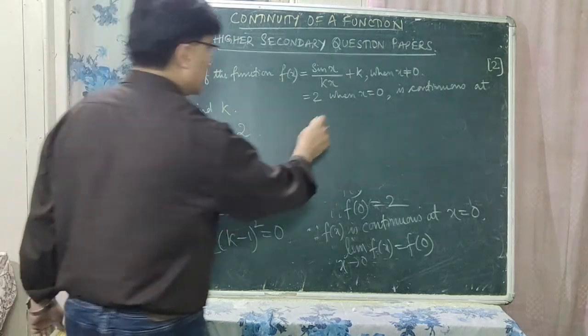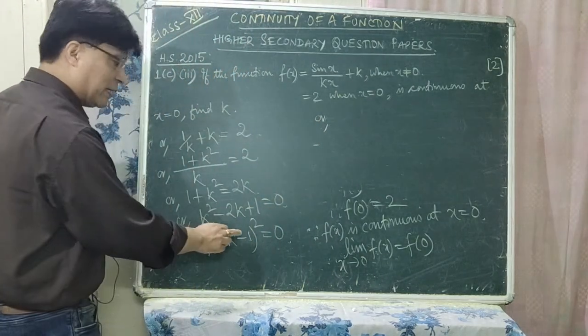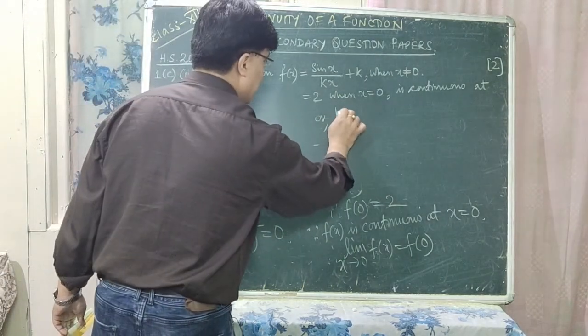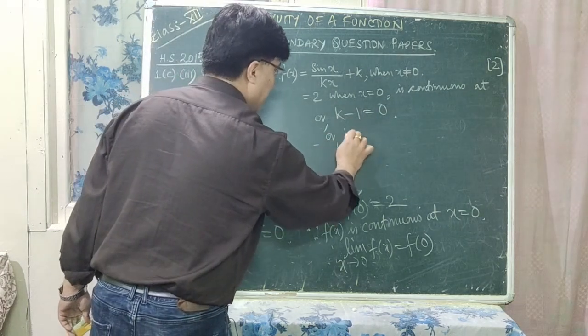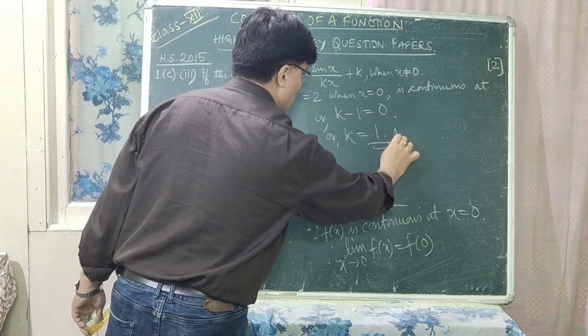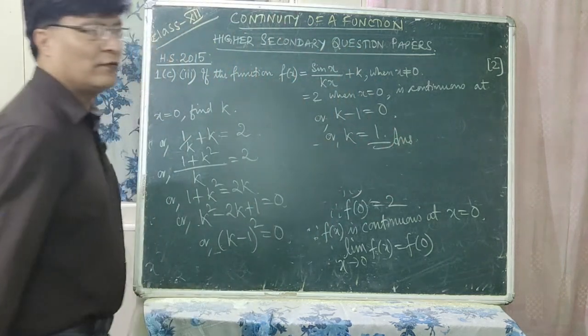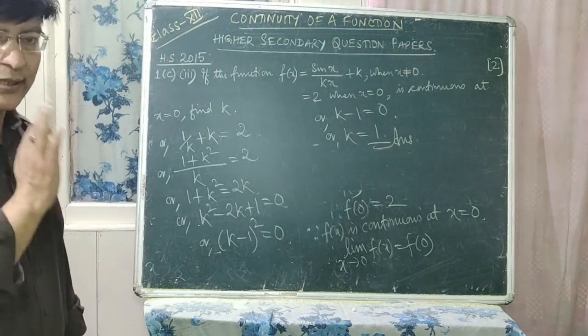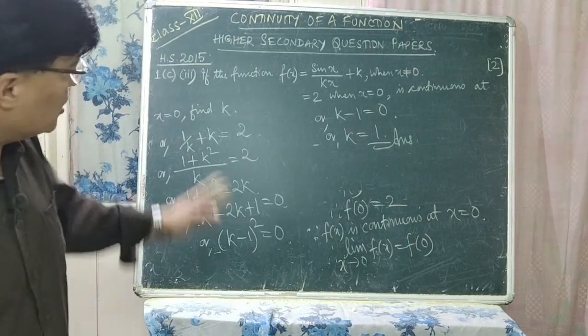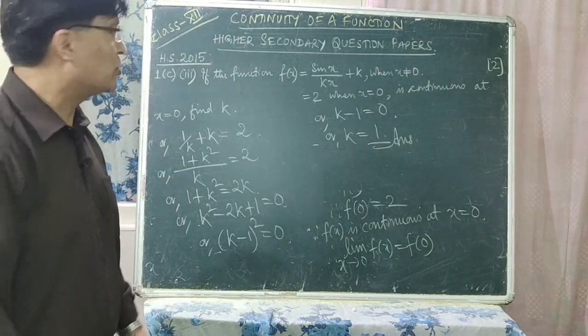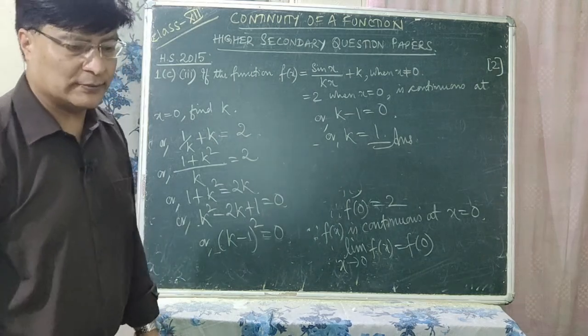So now let us get the value for k. So if k minus 1 whole square is 0, what is the value for only k minus 1? K minus 1 is square root of 0, which is 0. Or what is the value for k? K is equal to 1. So this is the final answer. So I think you have understood it. So you can copy it. So this is from HS 2015. So we'll do the next question.